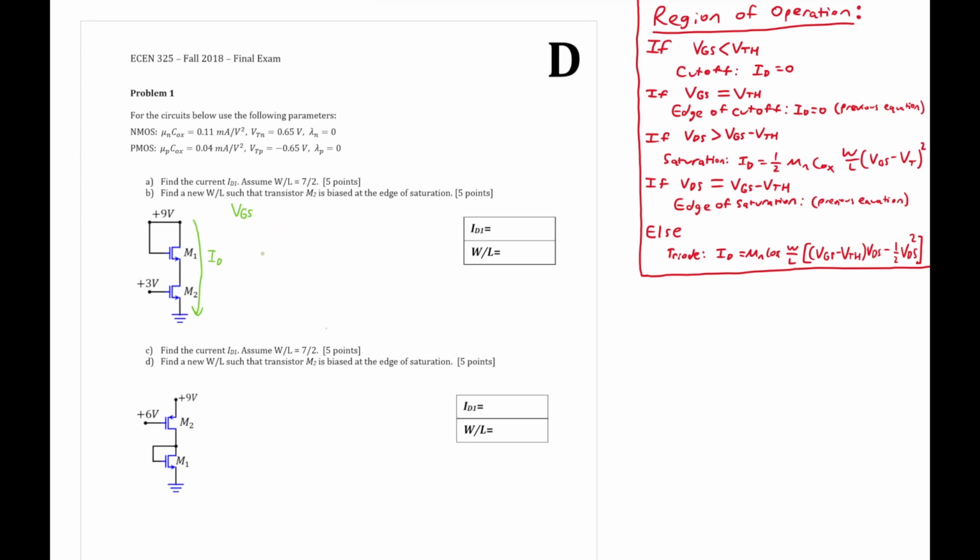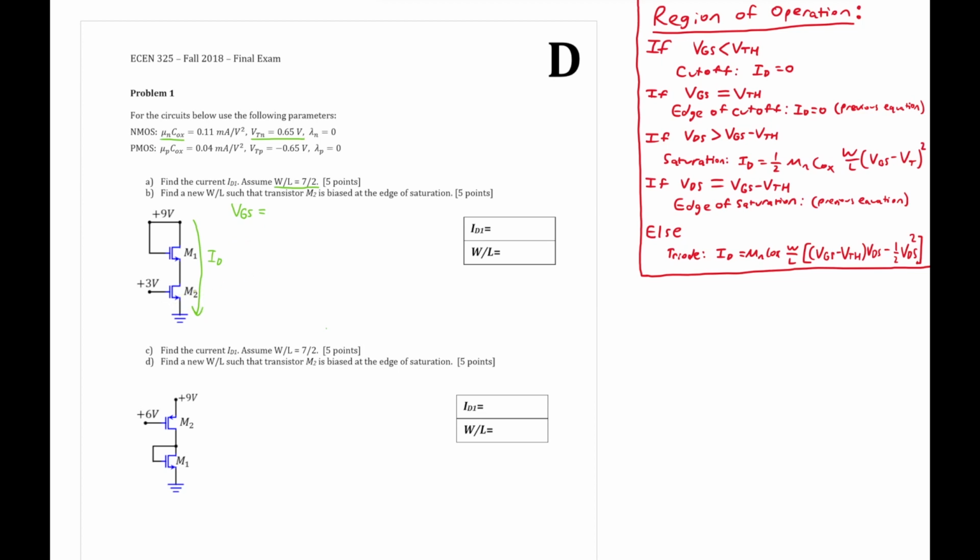On top of that, our NMOS mu naught COX value is the same for both transistors. Our VTH value is the same, and our W over L value is the same. And so this means that our VGS values have to be the same for both transistors.